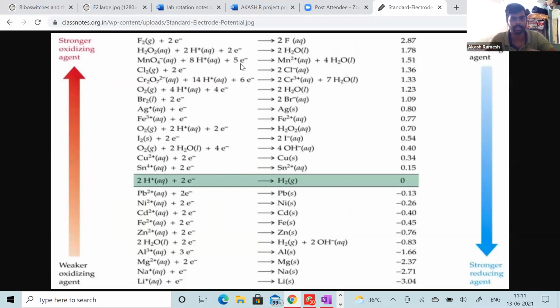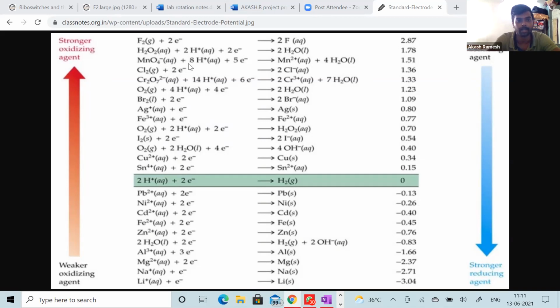Okay, now you look at this. In this case, they started with the opposite. They started with a highly electronegative element, that is F2, and they ended up with lithium. So F2 will have a very high positive value, and it just keeps on reducing. The second one, what you see here, is not standard hydrogen electrode. You see it's H2O2, hydrogen peroxide.